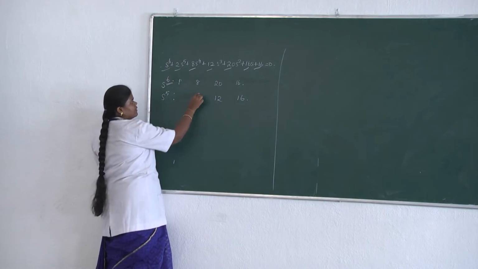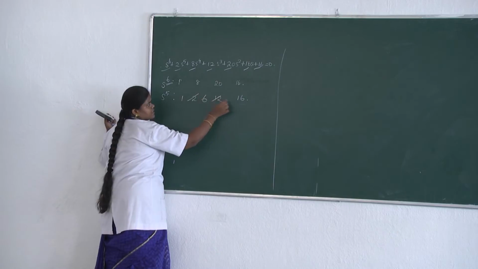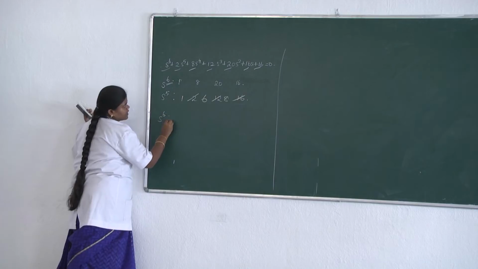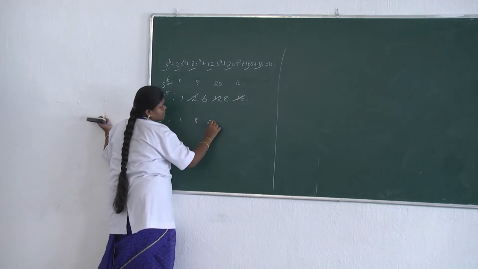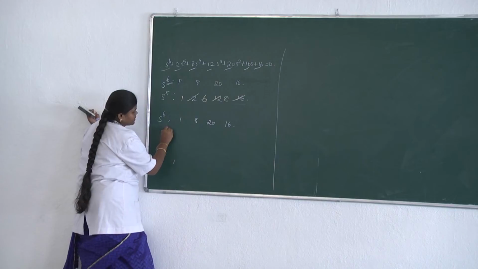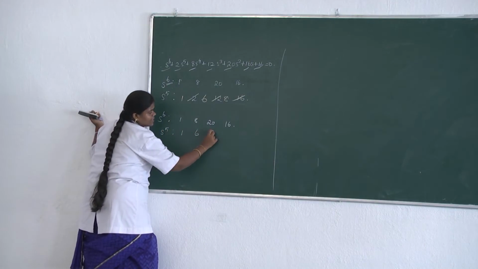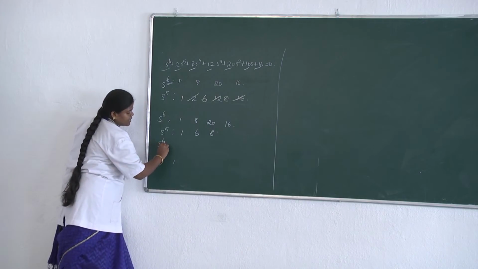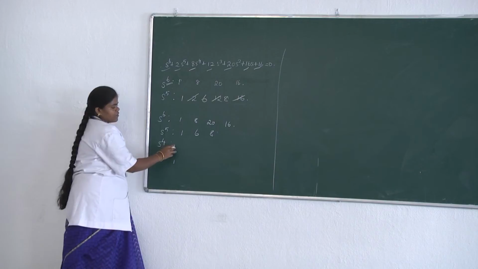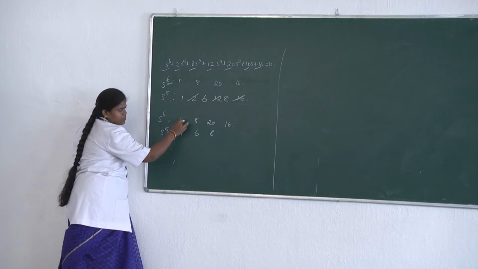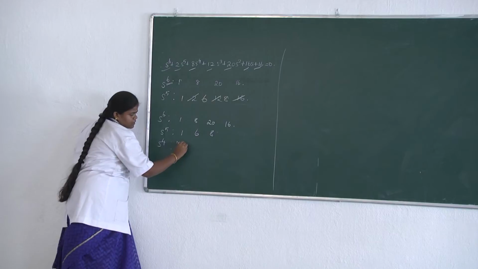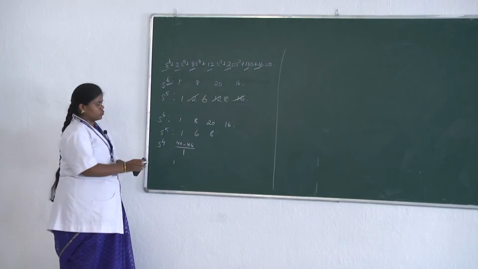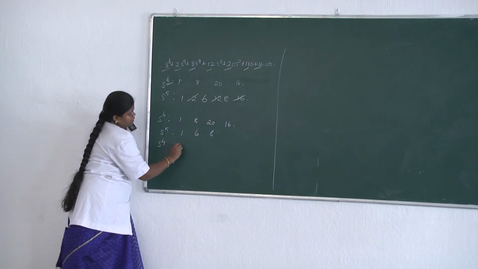So let me make it 1, 6 and 8. Our new Routh array will be s power 6: 1, 8, 20, 16, and s power 5 will be 1, 6 and 8. This is our new array. So let me construct the next row of this array. The s power 4 element is given by (1 into 8 minus 1 into 6) divided by 1, which is 2.